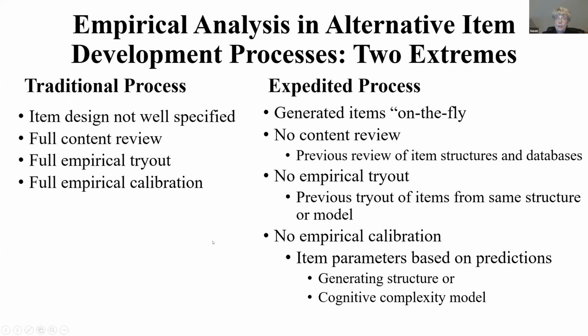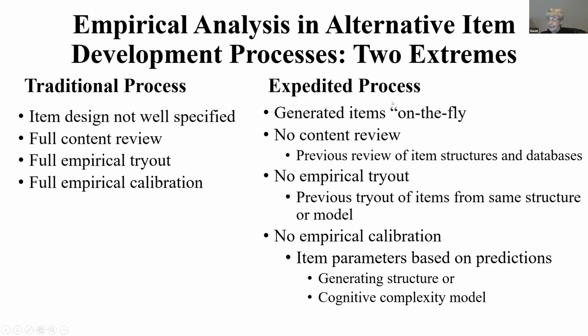Let me take two extreme examples of what the item development process is like. In the traditional process of test development, item design is not well specified. Item writers are told to make some items, kind of like some other items. And so they do, but those items are then going to be submitted to a full content review, a full empirical tryout, and a full empirical calibration. That's the traditional way of doing it.